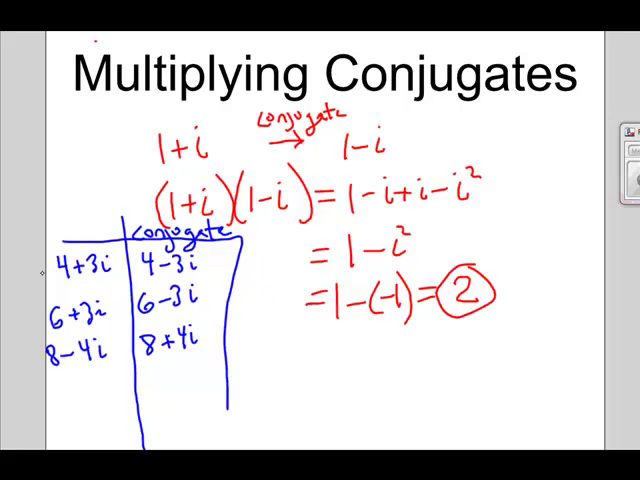Alright, you get the gist. You're keeping this term the same, and you're taking the opposite of the i term. That's always going to be the conjugate.